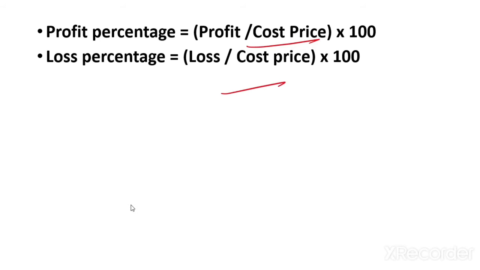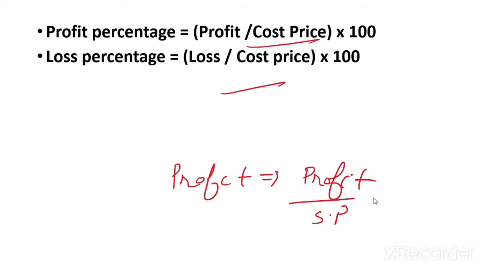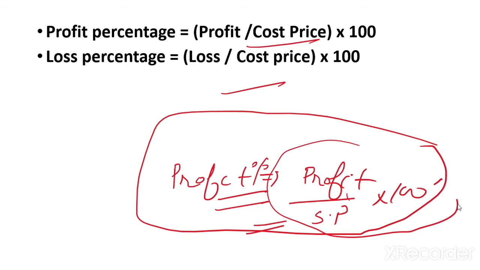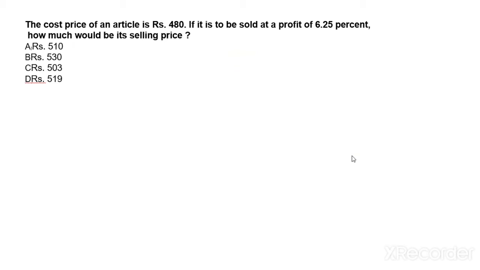In some questions we are asked to find the profit or loss percentage at CP or SP. Suppose we are finding the profit percent at SP, then we will do profit divided by SP into 100. That is how we calculate profit percent at SP, but that will be done only when we are specifically asked to calculate the profit percent on SP. Otherwise we will calculate on CP only.